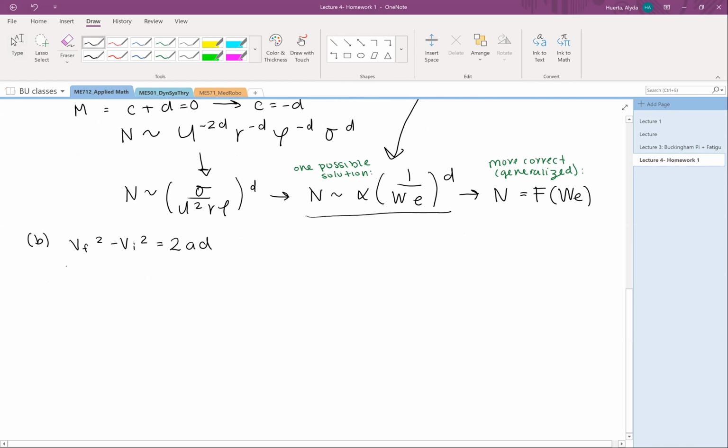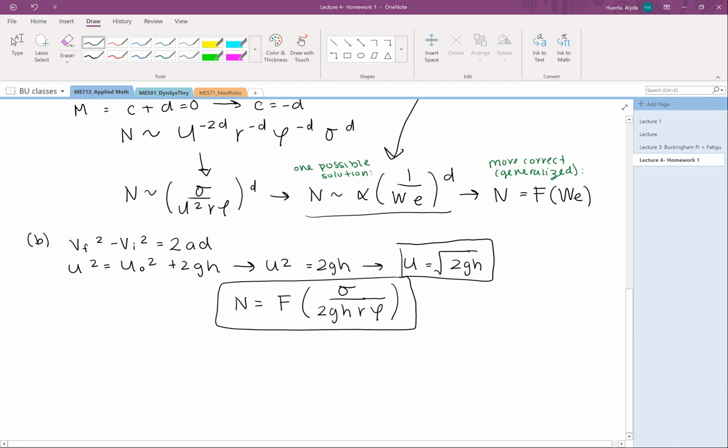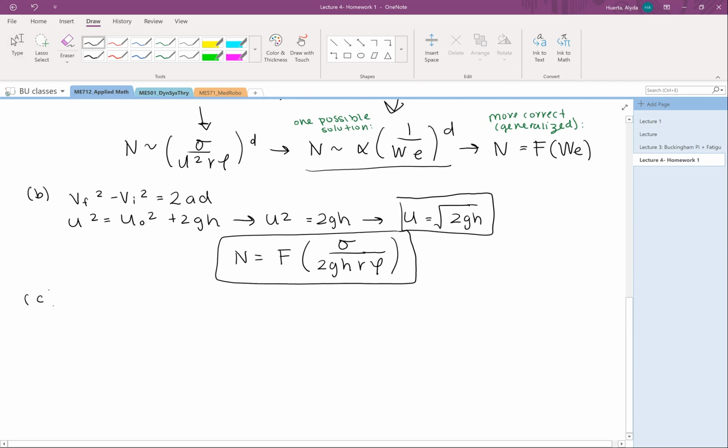So this ends up giving you, if we just put it in our terms, U squared equals 2GH, which we can then simplify to be U equals square root of 2GH. So that is just rewriting U in terms of H. And then if we plug this into our equation from part A, we get N equals a function of surface tension, 2GHR, and then your density right here. And then I'm just gonna move on.